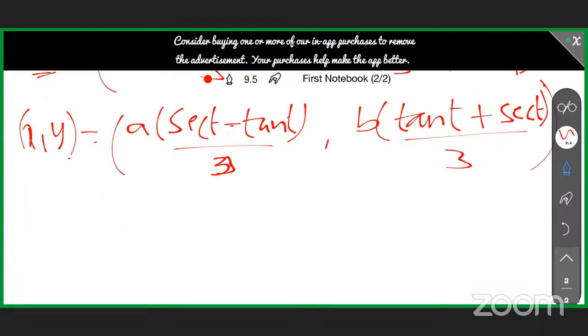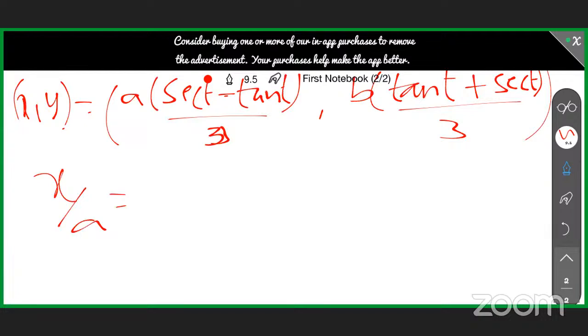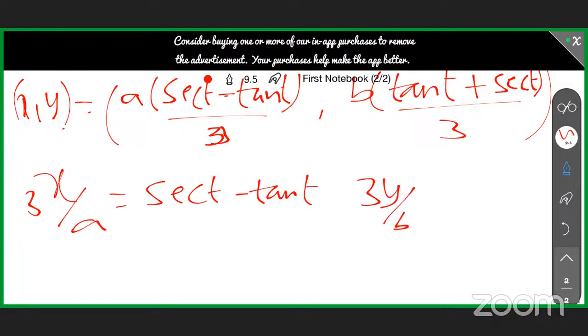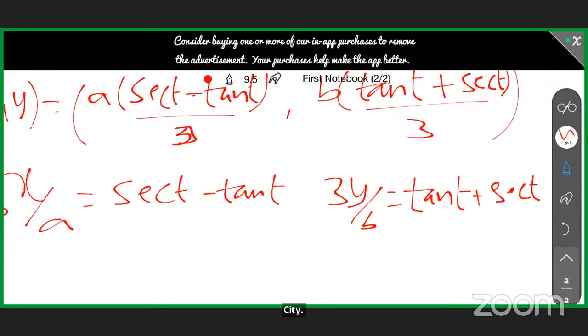So x will become: 3x by a is equal to sec t minus tan t. I send this 3 out. Here, 3y by b is equal to tan t plus sec t. If you want to make an equation, I have to remove this parameter. What's the parameter they told? The parameter they told is t.